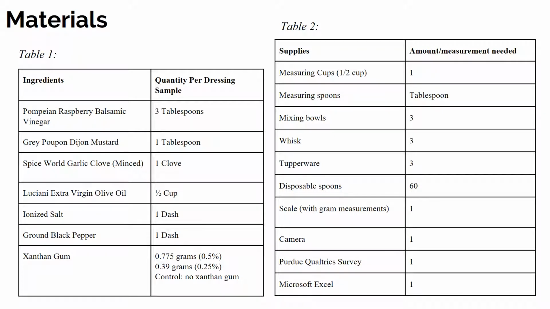Table 1 lists the ingredients needed to make one batch of the dressing. At the bottom of the table are the amounts of xanthan gum that were used in our two experimental dressing types. When making the control, the xanthan gum at the bottom of the table would not be added. Table 2 lists all the supplies that are needed to make the dressings as well as construct the experiment.